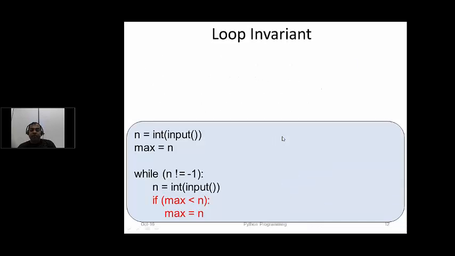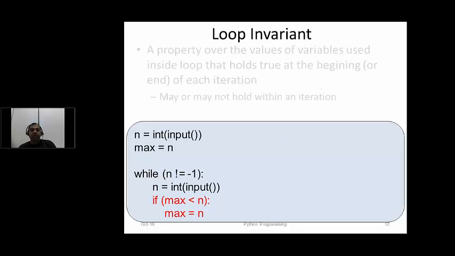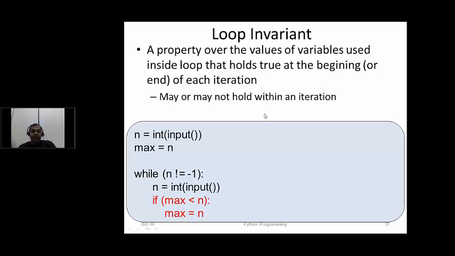Another important thing to note about loops is what is called a loop invariant. A loop invariant is a property over the values of the variables that are used inside the loop. This property should hold true at the beginning of the loop, and it should hold true at the end or beginning of every iteration. So whenever one iteration of the loop ends, the loop invariant should hold true. Or equivalently, at the beginning of every iteration, the loop invariant should hold true.